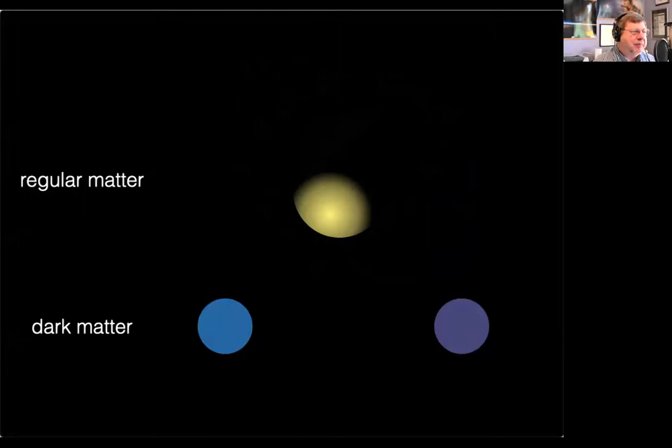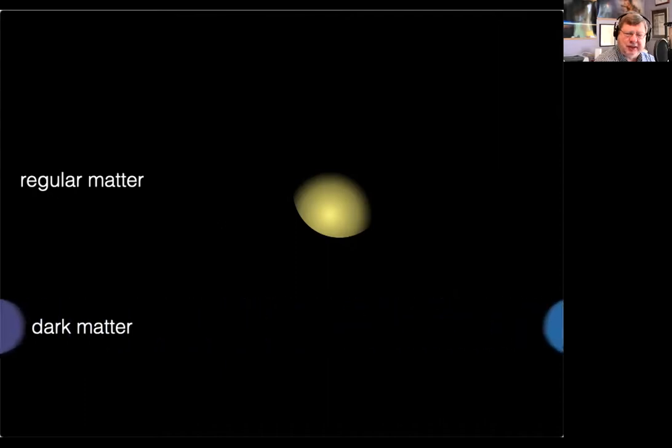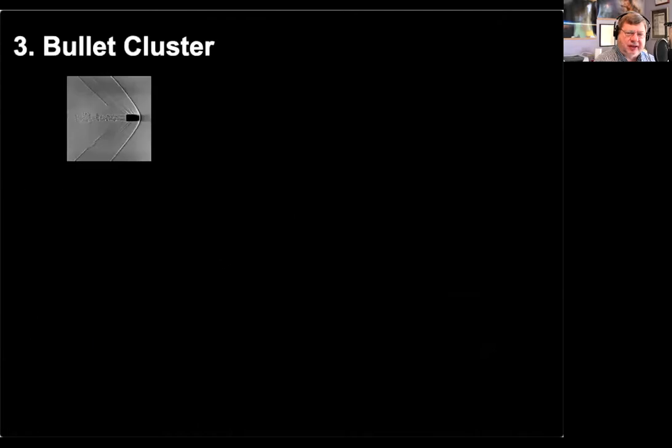Dark matter. Dark matter doesn't interact with electromagnetism. And as far as we know, it actually doesn't even interact with itself. And so you have 2 lumps of dark matter. What happens is they pass through each other. Okay. So that was the theory.